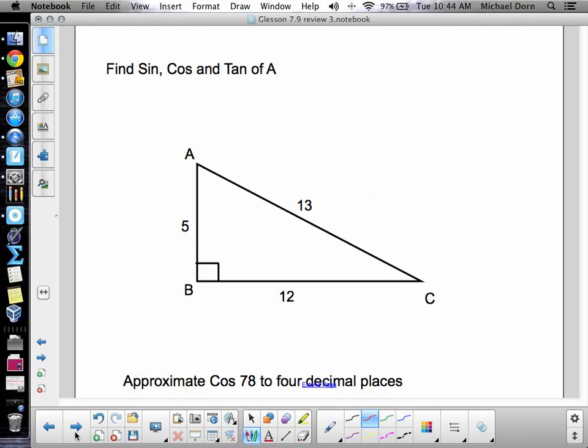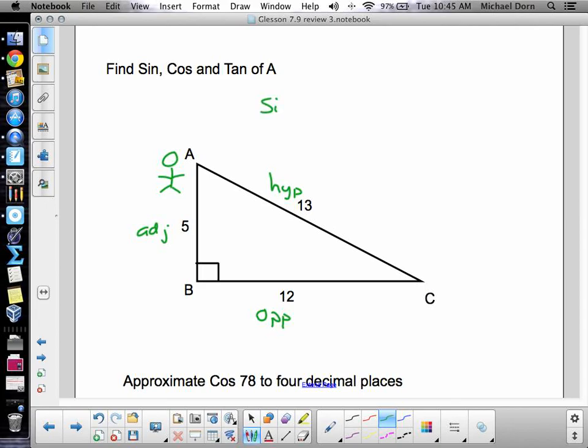All right, find sine, cosine, and tangent of A. Now here, all it's asking for is a ratio to find the sine, cosine, tangent of angle A. If this is angle A, which side is the opposite? The adjacent, and the hypotenuse must be 13.